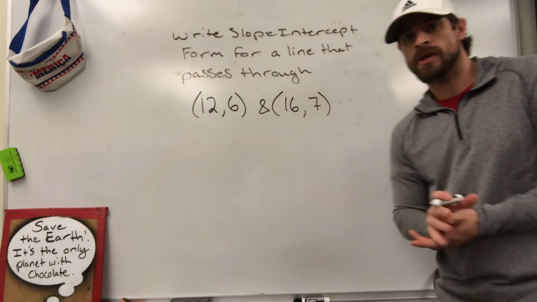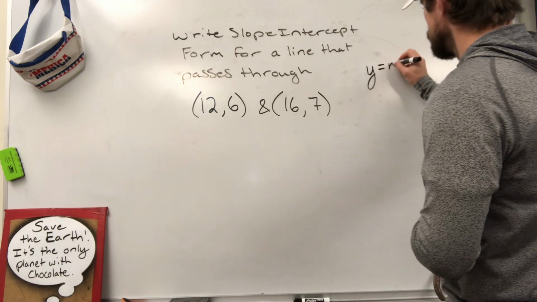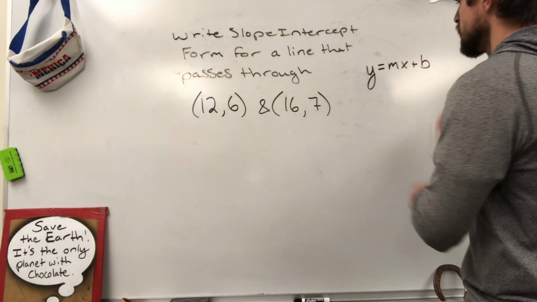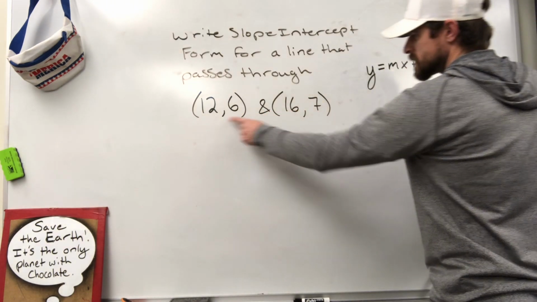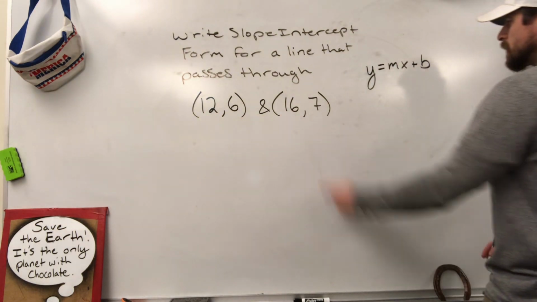All right, in this video, I'm going to show you how to write an equation in slope-intercept form. That's y equals mx plus b. Okay, so we have 2 points that our line is going to pass through. It's going to pass through (12, 6) and (16, 7) on a coordinate plane.